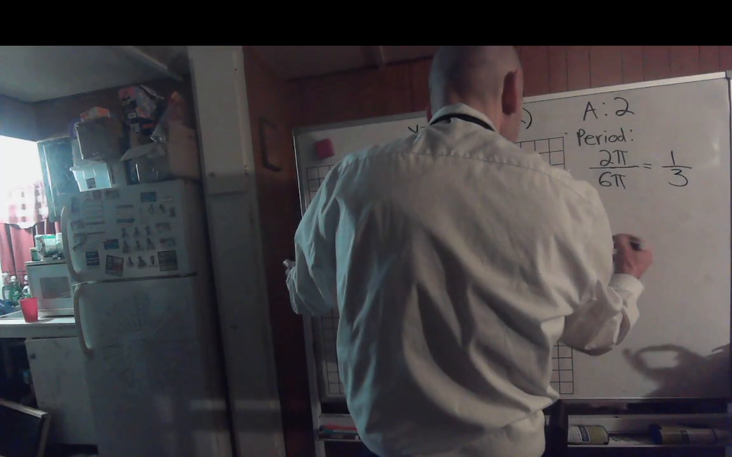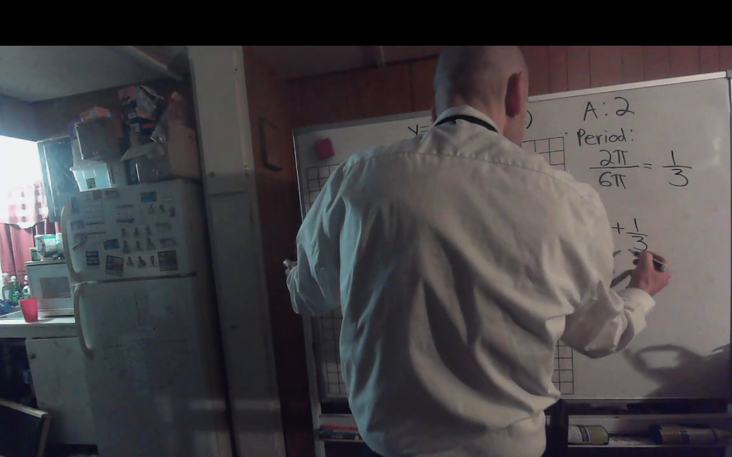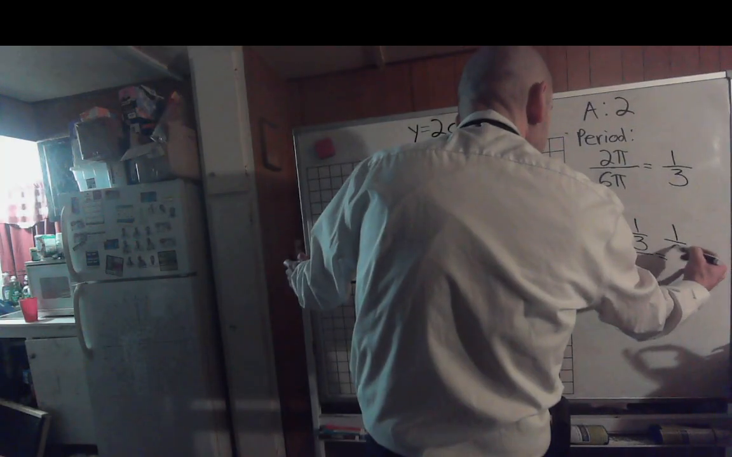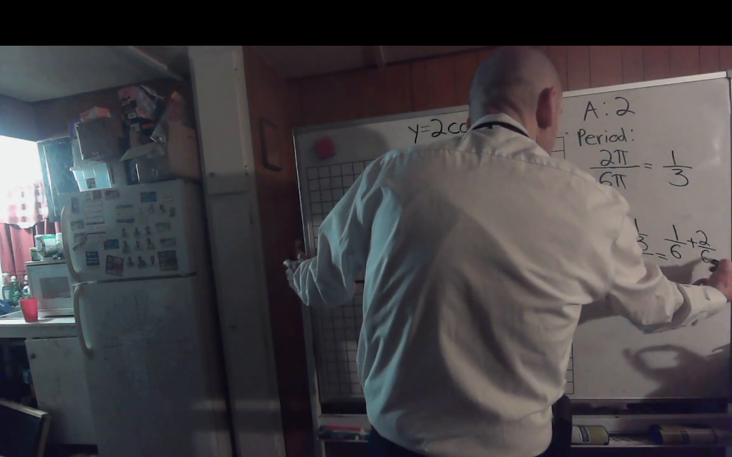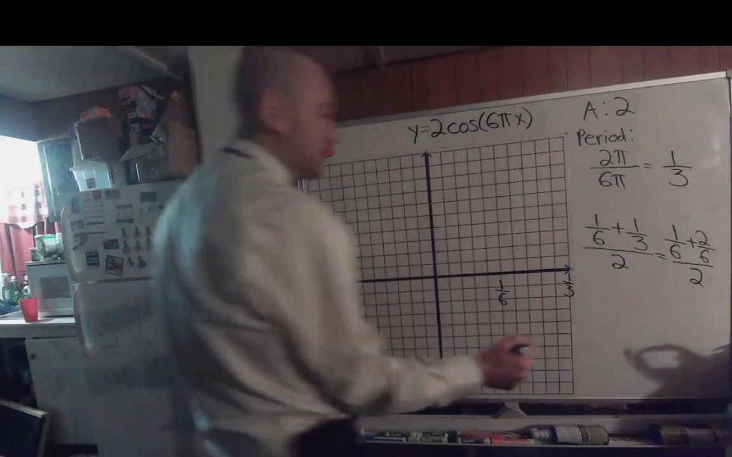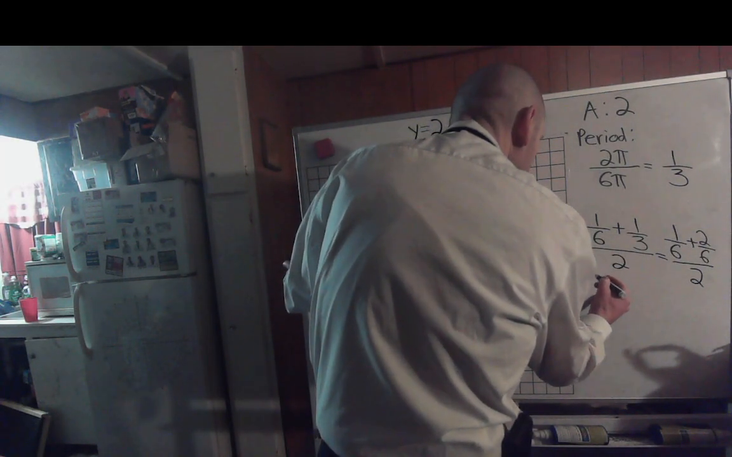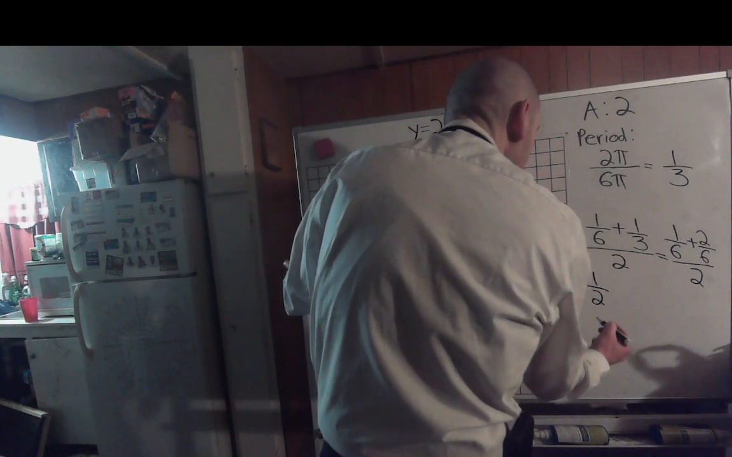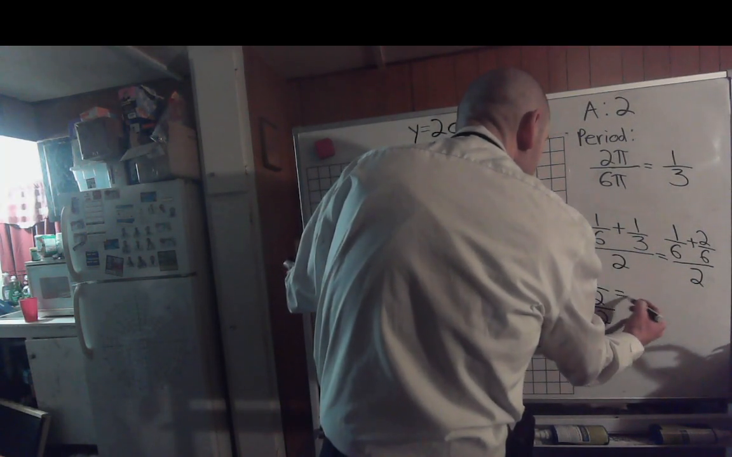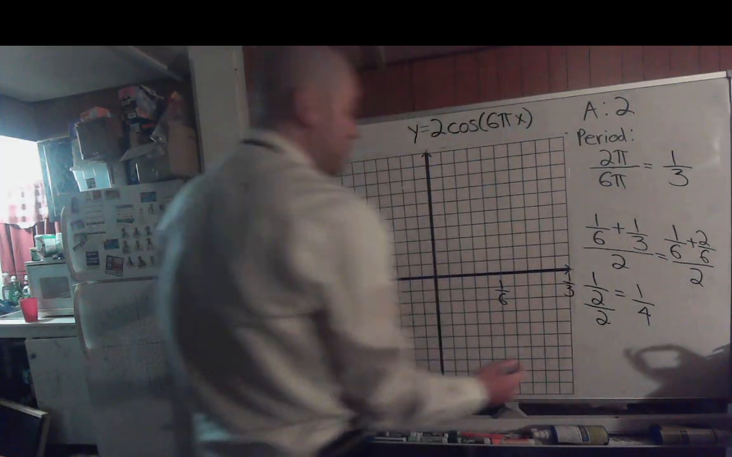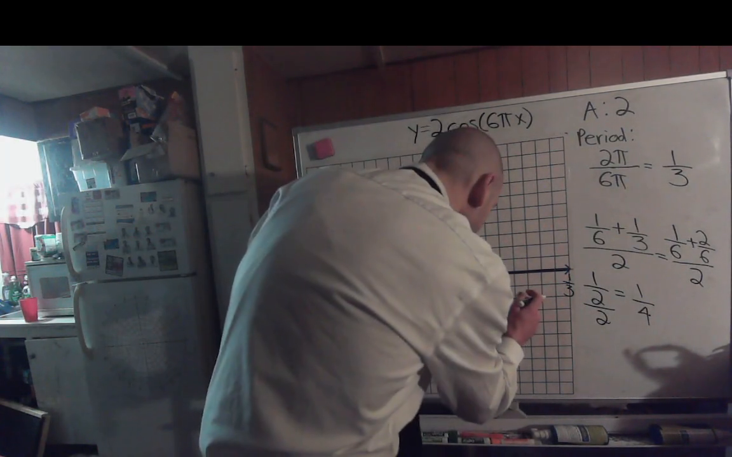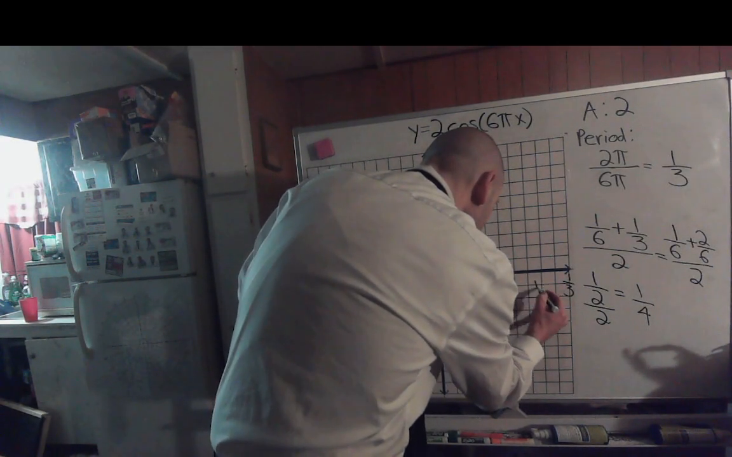Now what is halfway between 1/6 and 1/3? There's a reason I'm doing this. So that's going to equal 1/6 plus 2/6 all over 2. I'm just mathematically trying to figure out what's halfway between 1/6 and 1/3. So that's going to be 3/6, 1/2 divided by 2. Well, that'd be 1/4. So halfway between 1/6 and 1/3 is actually 1/4. So here's 1/4.